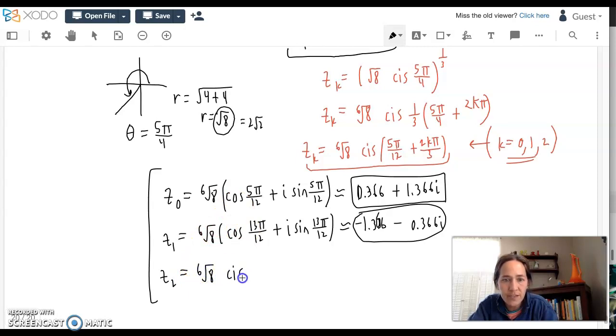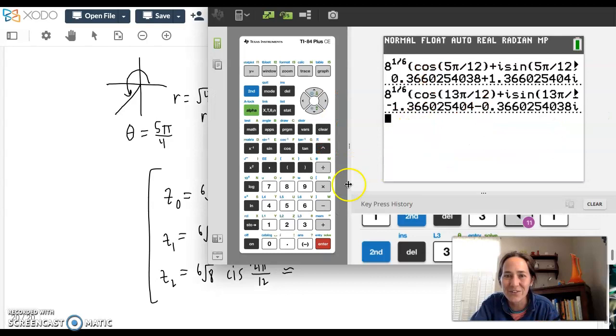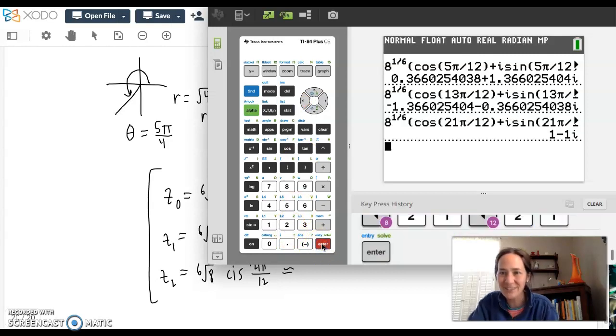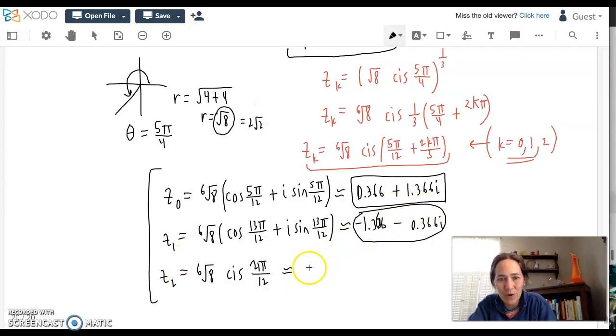The 6th root of 8 times cosine plus i sine. If I add 4 pi over 3 to 5 pi over 12, I get my final theta of 21 pi over 12. Go ahead and type that into the calculator for yourself. Actually, this one's so cool, I should do it. It's just like a nice little final solution. Second and enter. If I just change those 13s to 21s, just for the joy of this. I love when an answer just comes out nice and neat. 21. And lo and behold, I didn't expect it, you get 1 minus 1i. 1 minus i. So not a lot to write out for the third solution.